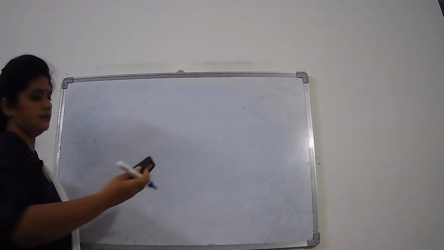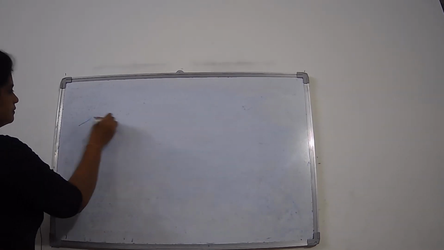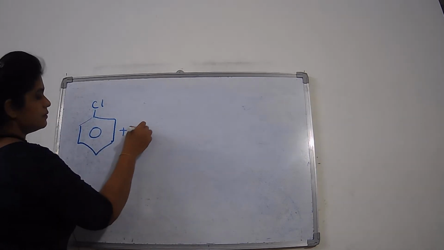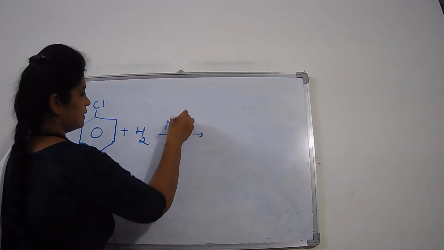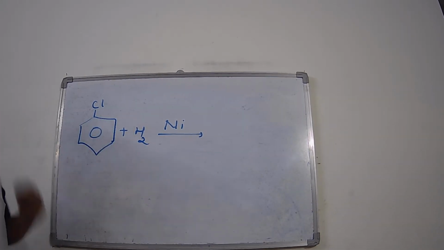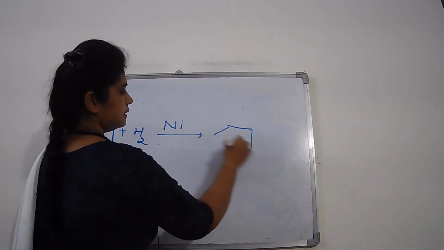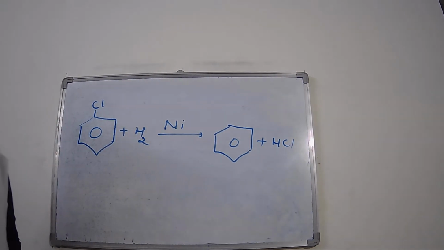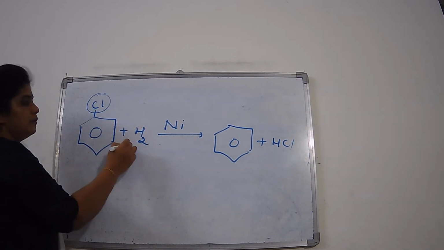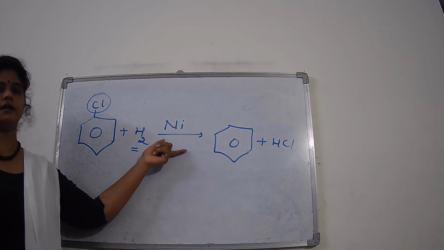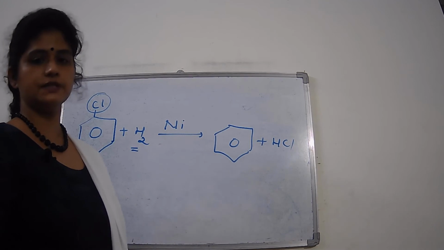The next one is a reduction reaction. This is chlorobenzene. Chlorobenzene undergoes reduction in presence of nickel as a catalyst. Reduction takes place and we get simple benzene, and HCl is removed here. So there is substitution of Cl by only one hydrogen atom. Reduction takes place in presence of nickel and we get the compound benzene.